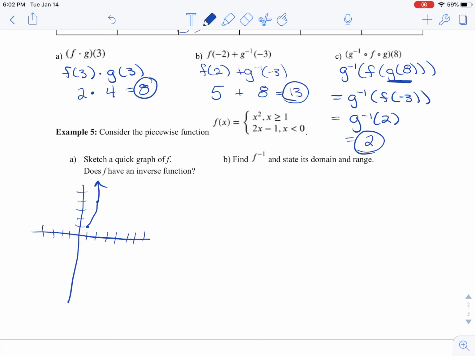And 2x minus 1 we know is a line. It's for x less than 0. So at 0 this would have an intercept at negative 1, but it's an open dot there. And then it's got a slope of 2. So one way we can go down 2 to the left 1, and get this straight line. And we have the question, does f have an inverse function? And we can obviously say yes, it passes the horizontal line test.